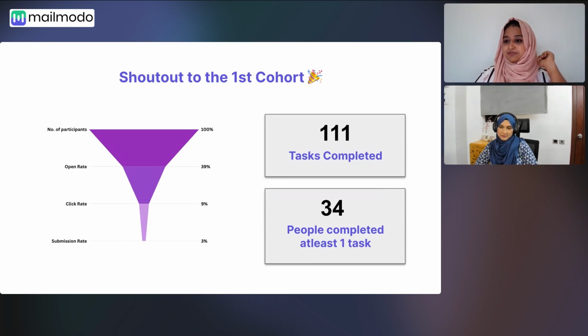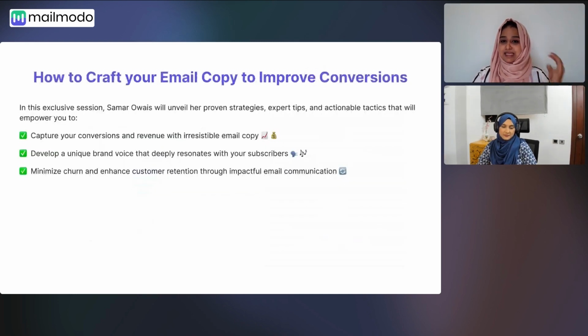Heading into the session today, we have Summer with us who's going to be talking about pretty important things when it comes to email copy, which most people don't get to strategically think about and create. One of them is how do you get more revenue from email copy along with conversions. Second is how do you develop that unique brand voice, the brand tone, and build that relationship with your audience. And of course, third being how do you then minimize churn and increase customer retention as part of all your efforts. So we'll dive right in.